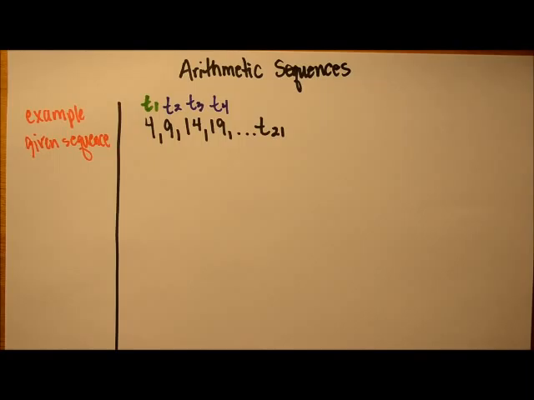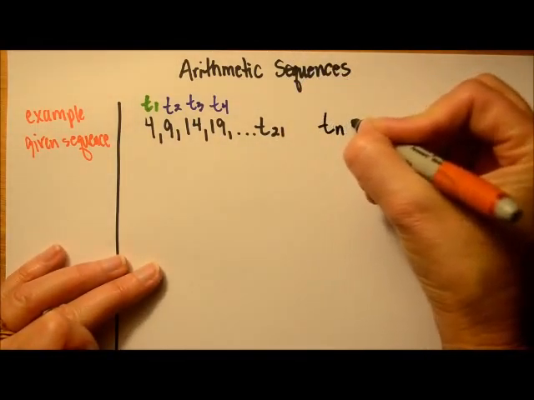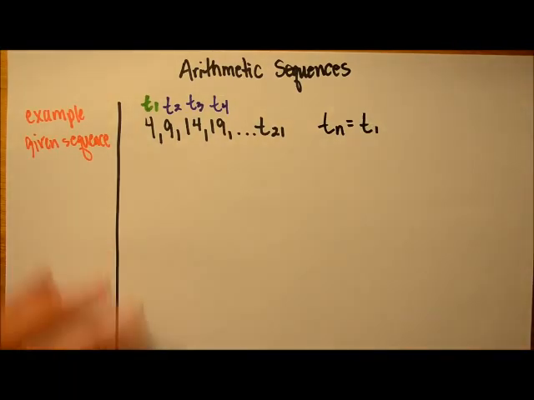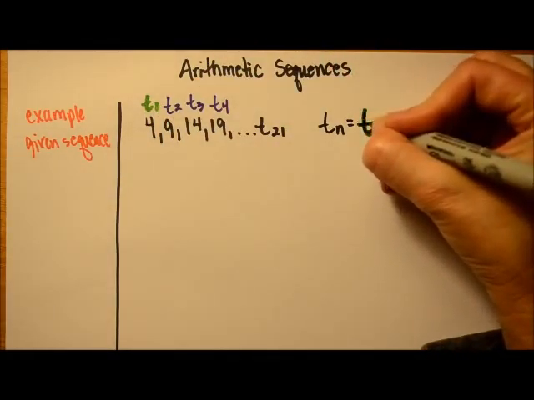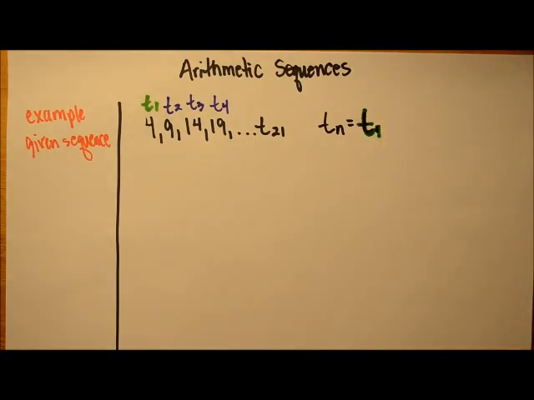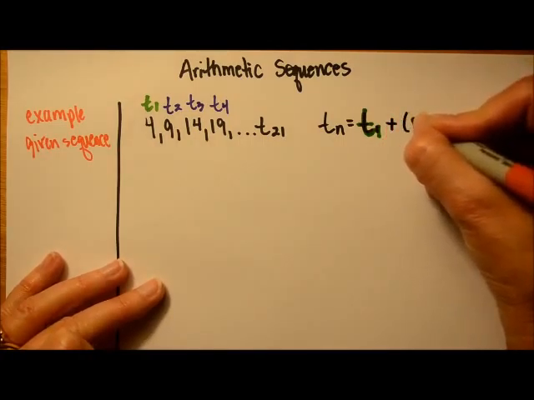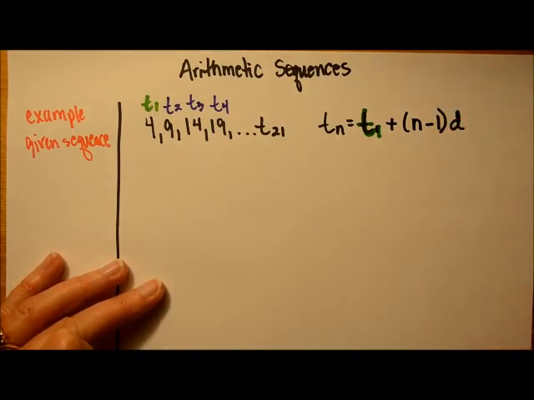Okay, well, there's a formula for this. And the formula is T sub n equals T sub 1. Oh, T sub 1. That's that green one over there, isn't it? That's why I put him in green. I'm going to put him in green again. So T sub 1 plus the quantity n minus 1 times d.